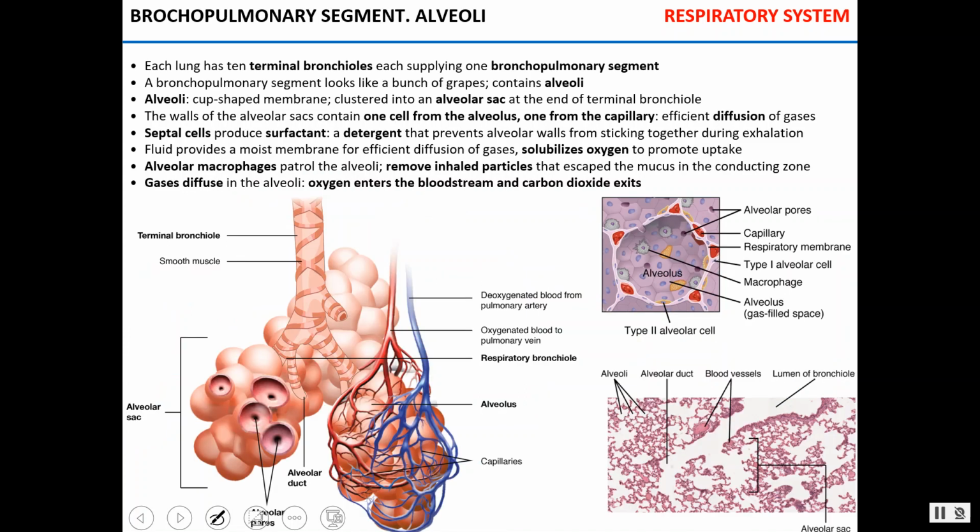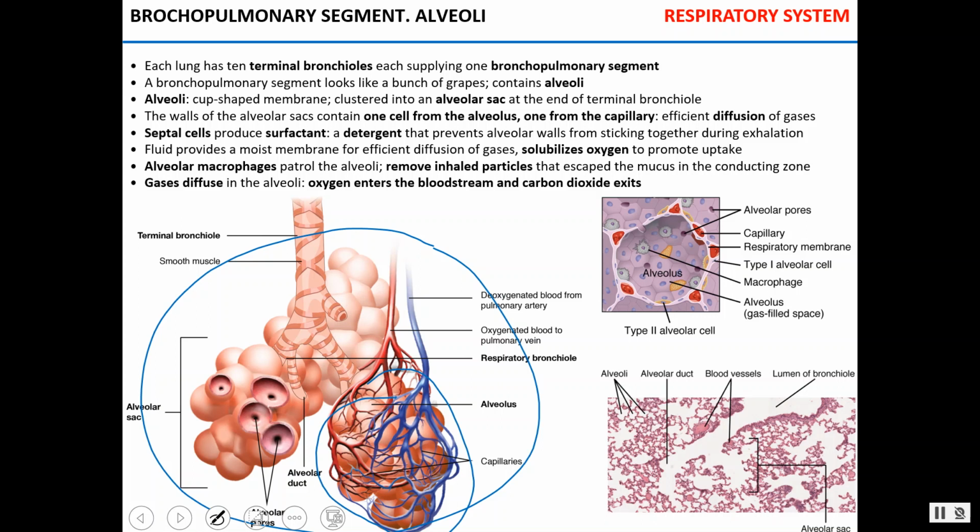Each lung has a lot of terminal bronchioles, and each bronchiole supplies an individual bronchopulmonary segment. So that's a bronchopulmonary segment that contains a bunch of alveoli. And the function of the alveoli is the gas exchange between the blood and inhaled air. Alveoli are formed by the simple squamous epithelium. And you can see that each alveolus is surrounded by a dense network of blood vessels.